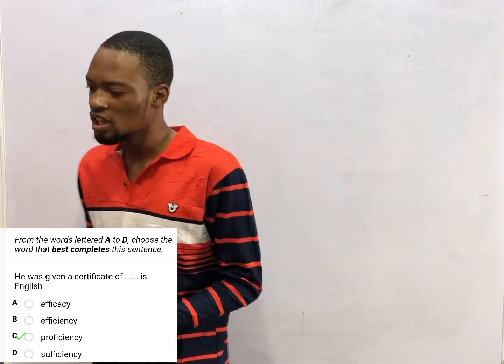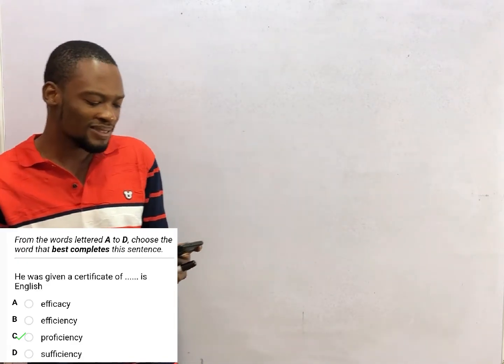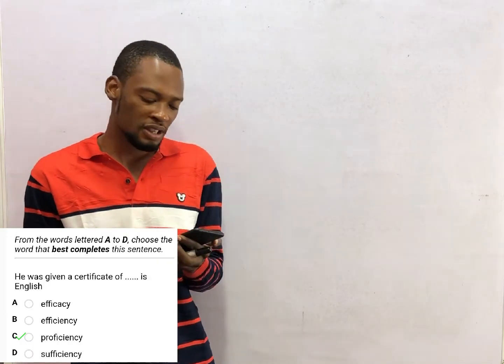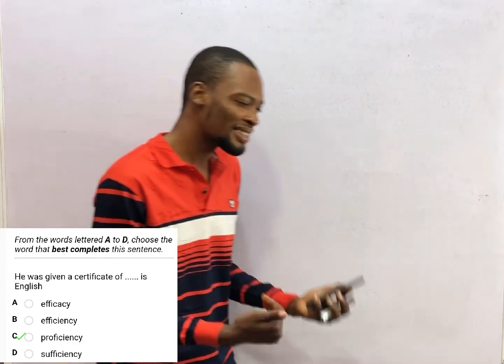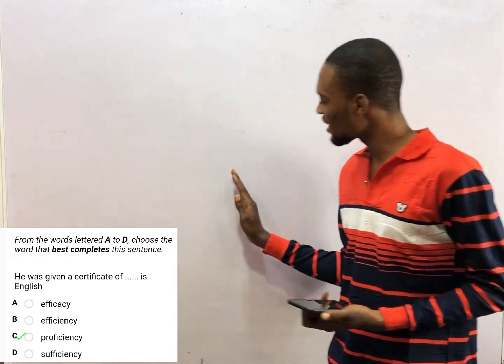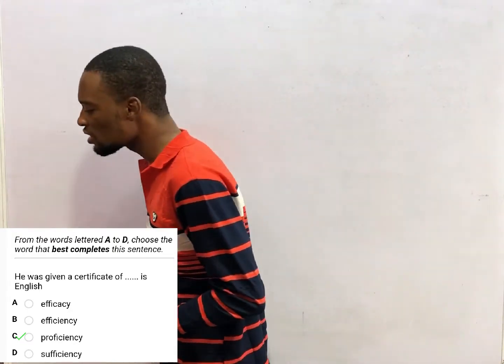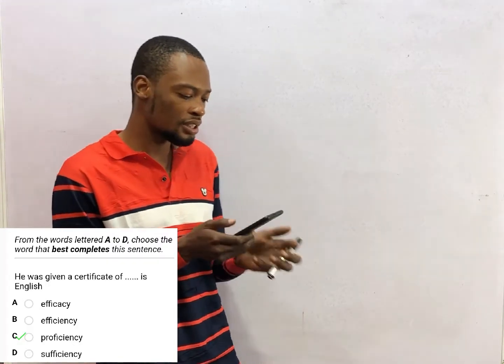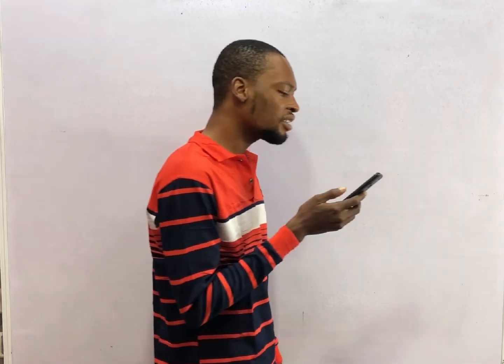If you actually pass, you'll be given a certificate of English proficiency, not sufficiency, not efficiency or efficacy. Proficiency means you have mastered English. And the four English language skills you must learn are listening in English, speaking in English, writing in English, and reading in English.